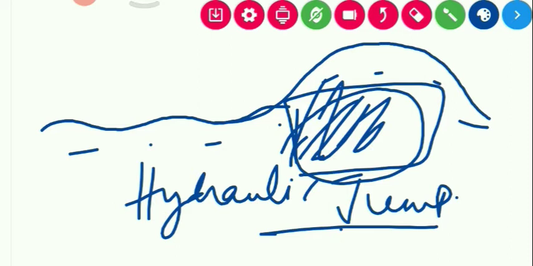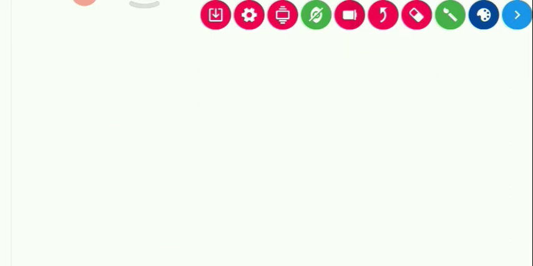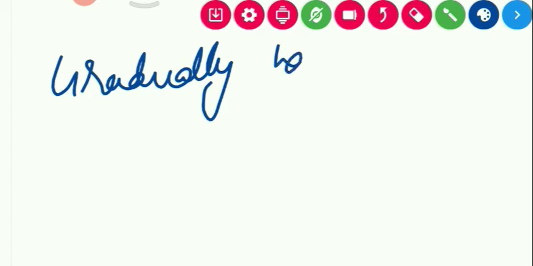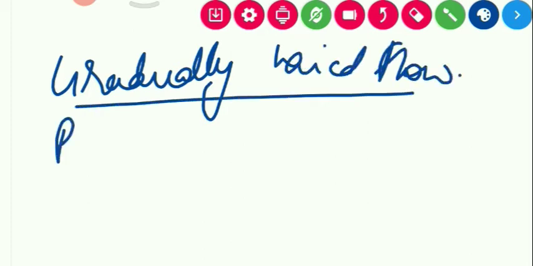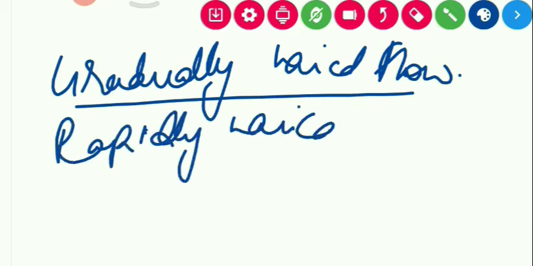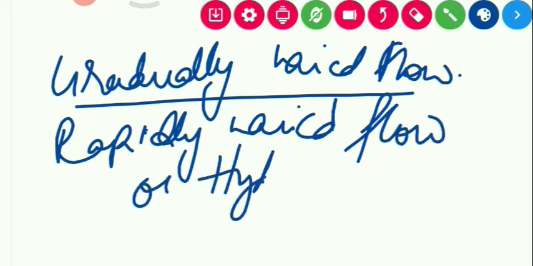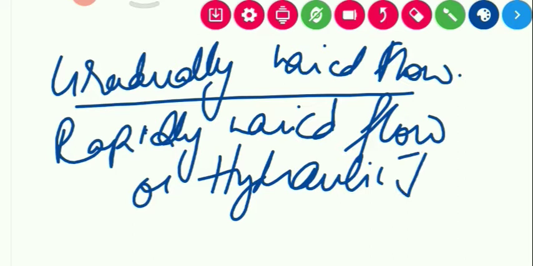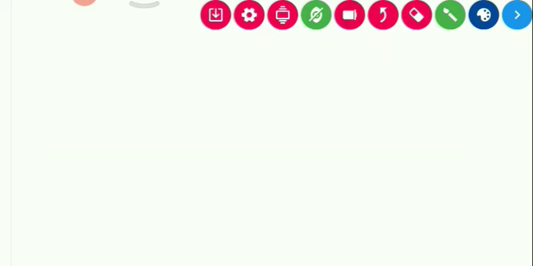Okay, so here we will discuss both types of flow. Okay, meaning first we will deal with gradually varied flow, and then after we will deal with rapidly varied flow, or hydraulic jump. Okay, so let's start.